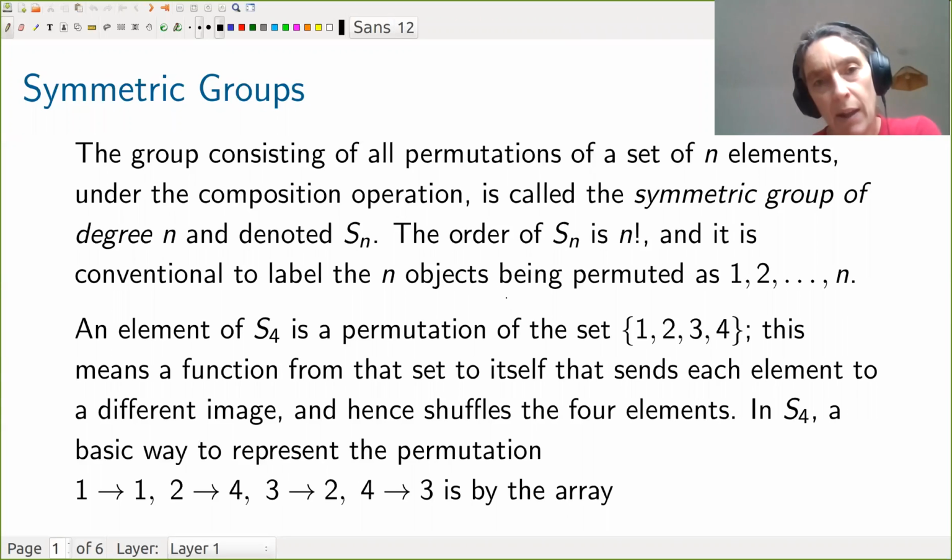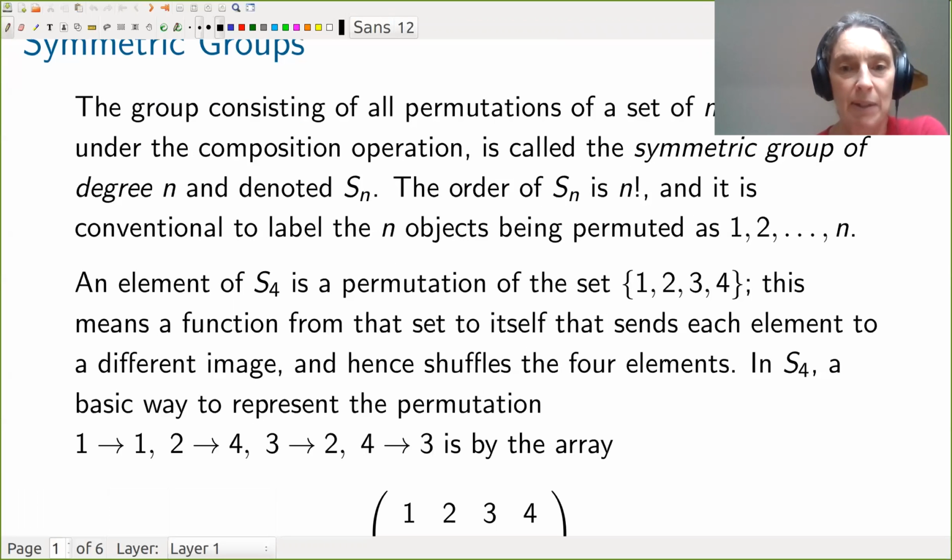Then just to recall what we mean by a permutation and what the composition operation is. An element of S4 is a permutation of the set whose elements are 1, 2, 3, 4. That means a function whose domain is 1, 2, 3, 4, which takes 1 to one of these 4 elements, takes 2 to a different one of the 3 remaining choices, 3 to one of the 2 remaining choices, and 4 to the last one. One can regard it as a shuffle of the 4 elements, but if you think of it as a function, it means that we have a composition operation for functions.